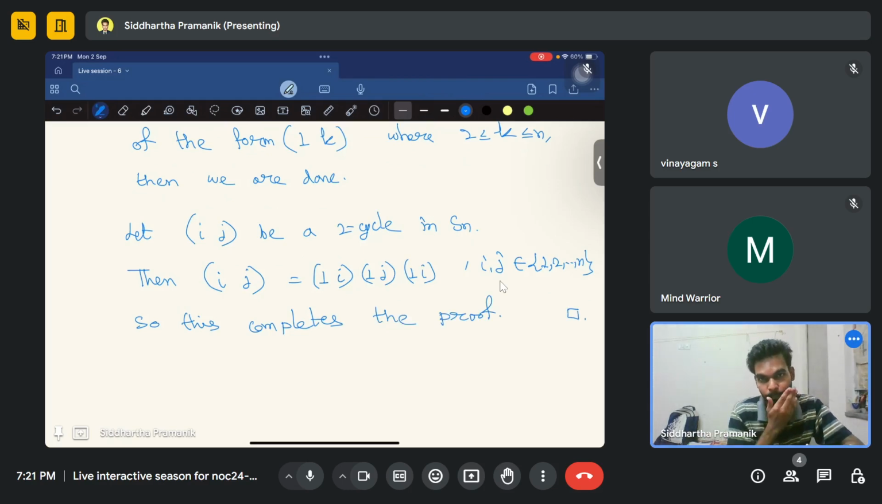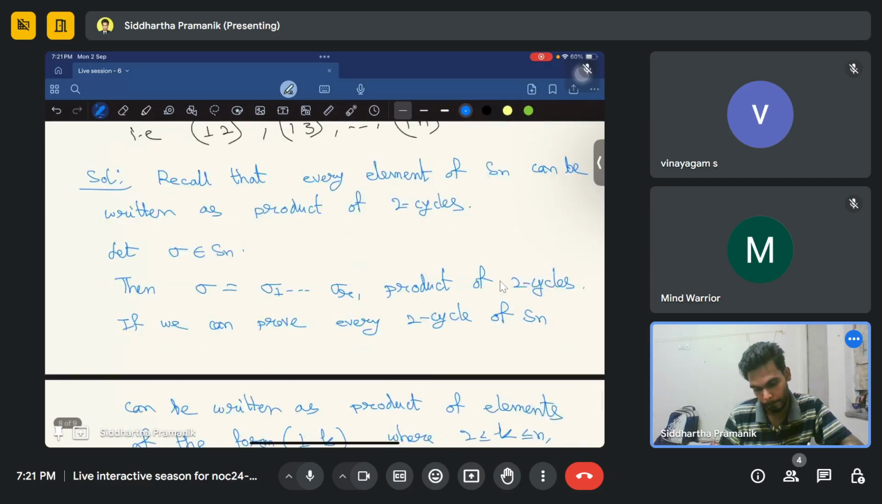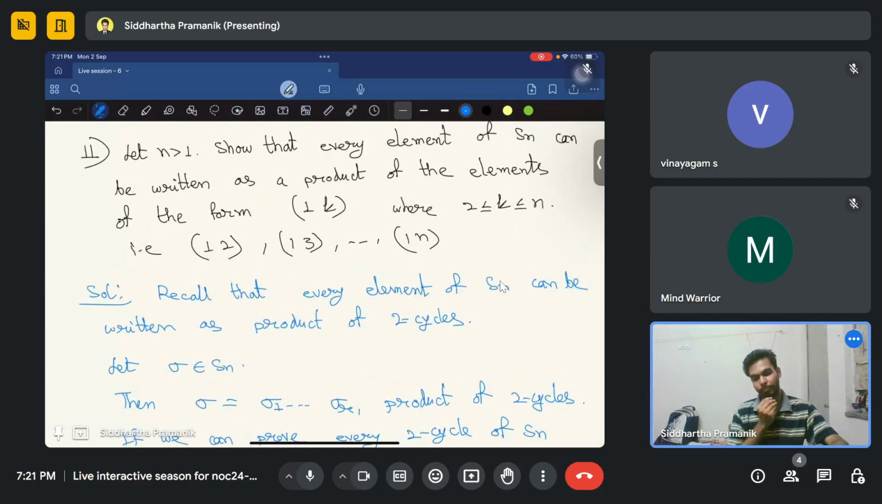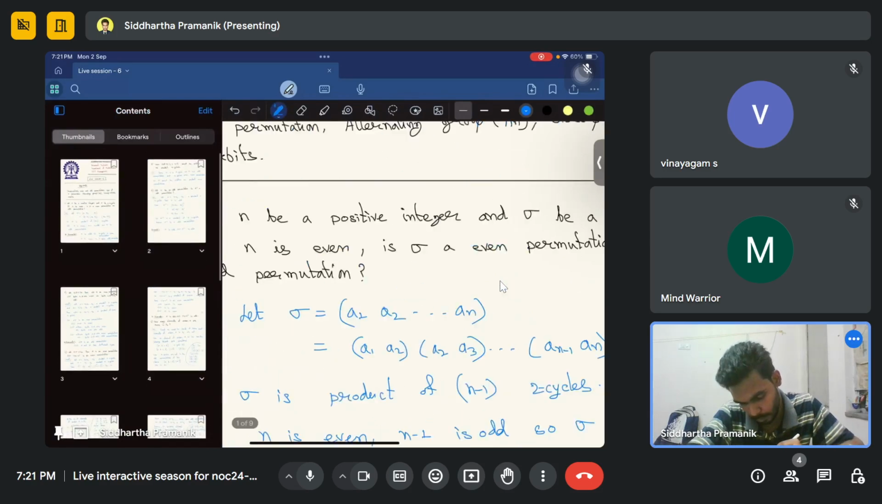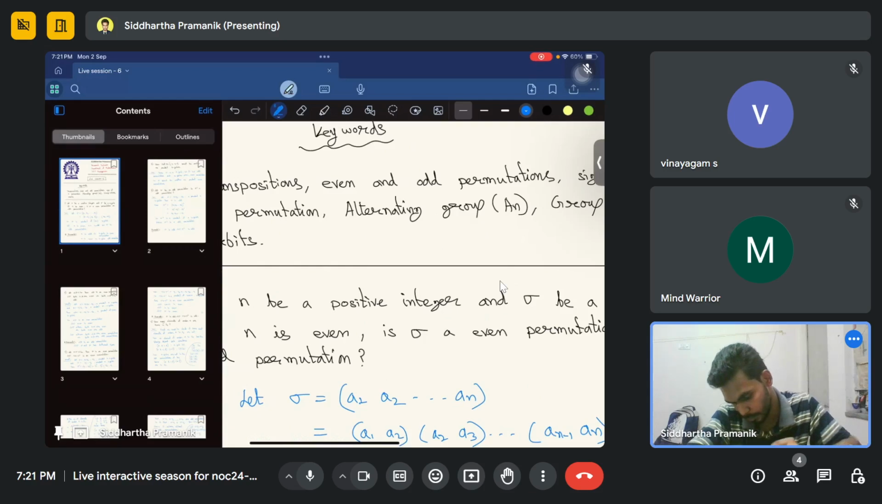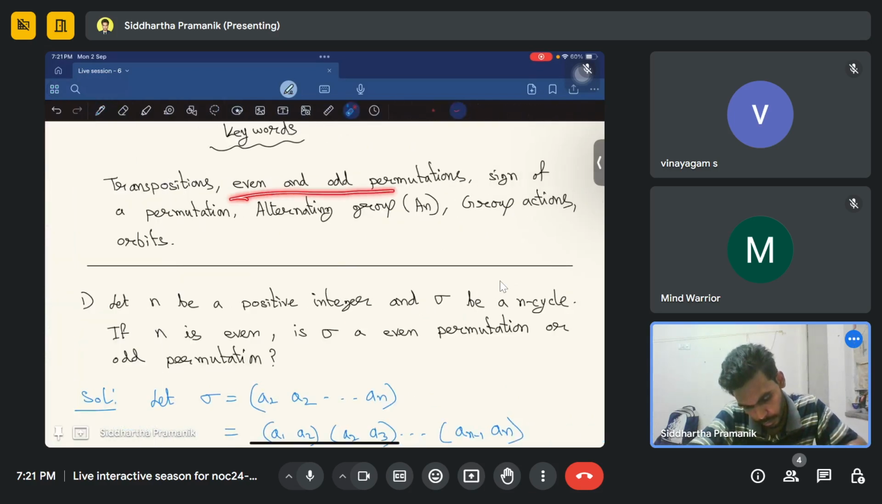So is it okay? Okay, so we have done even odd permutations, sign of permutation, also the alternating group.